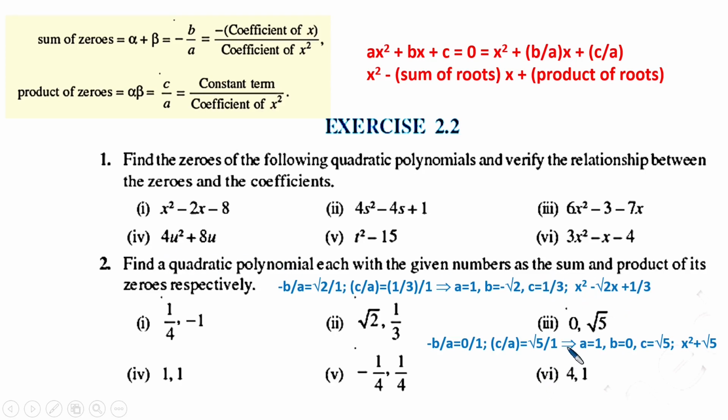Similarly for this one, say 0 and root 5. Minus b by a is the sum, which is 0, so I take 0 by 1. And c by a is square root of 5 by 1. So if a is 1, then b is 0 and c is root 5, and your quadratic equation is x square, a x square, b is 0 so forget about b x, plus root 5. Similarly, these are all simple things, and you should practice this.